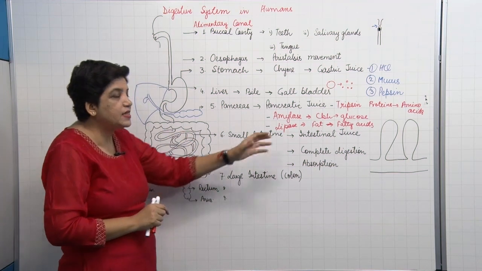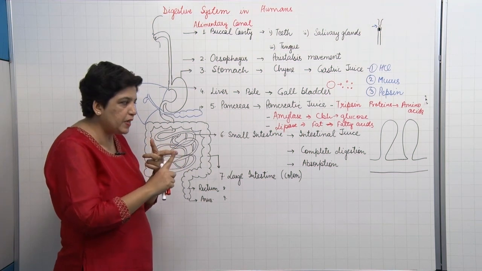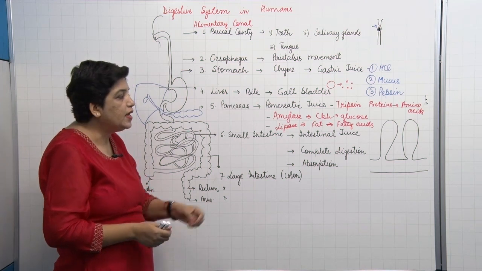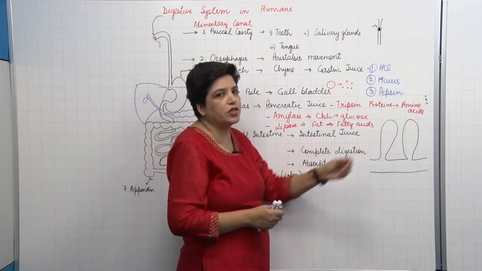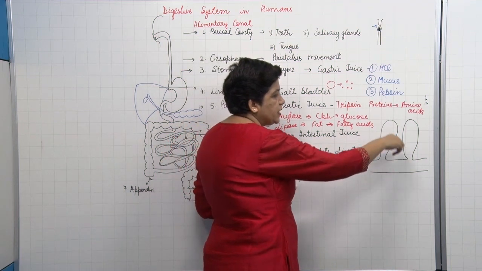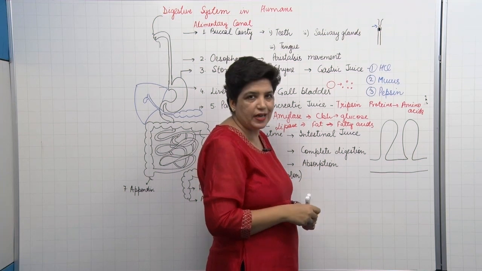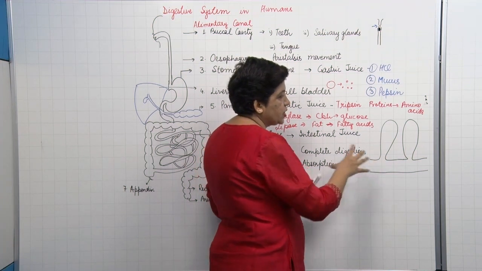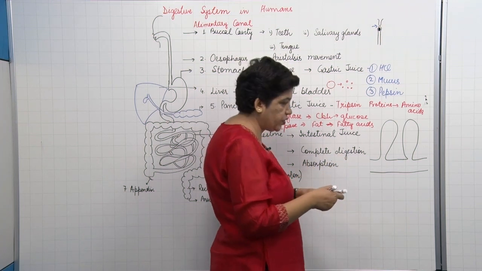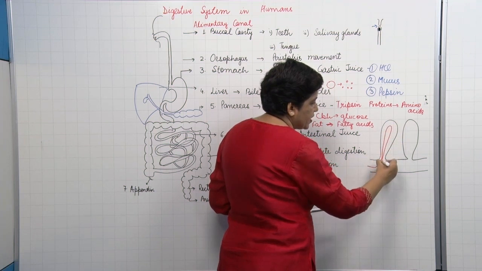The next step is absorption. Now in small intestine, once the food is completely digested, it is absorbed into the blood. A very important feature of small intestine is that the inner lining of small intestine has very tiny projections called villi. These projections increase the surface area for absorption of nutrients. These projections are richly supplied with blood vessels.